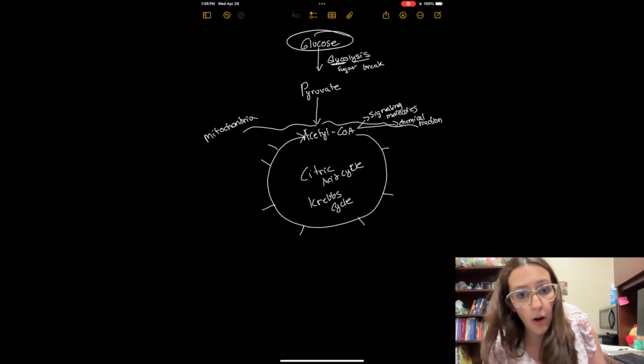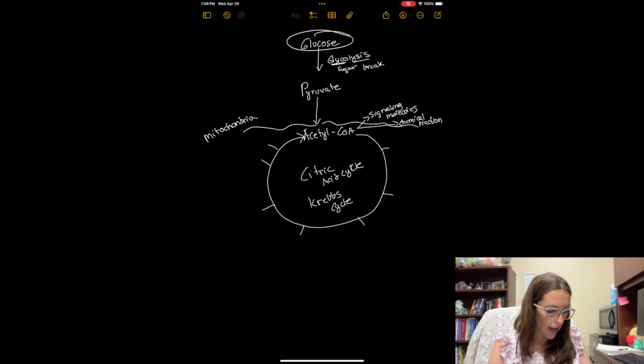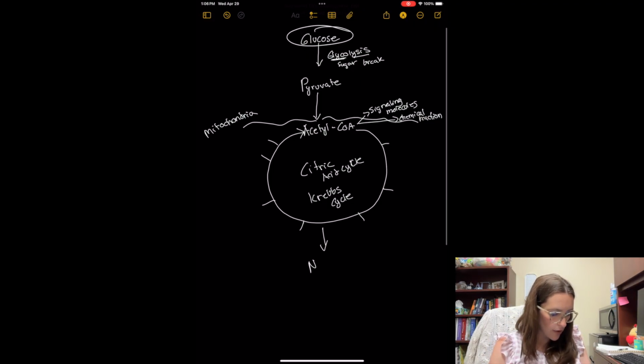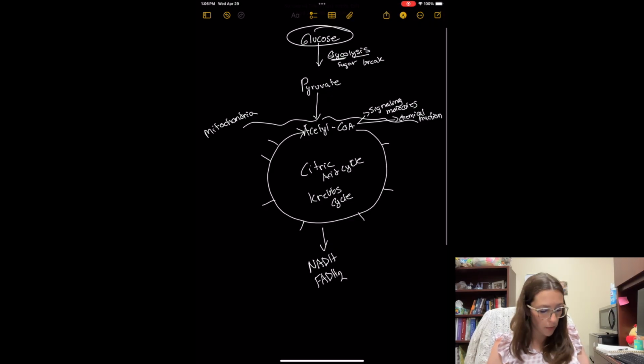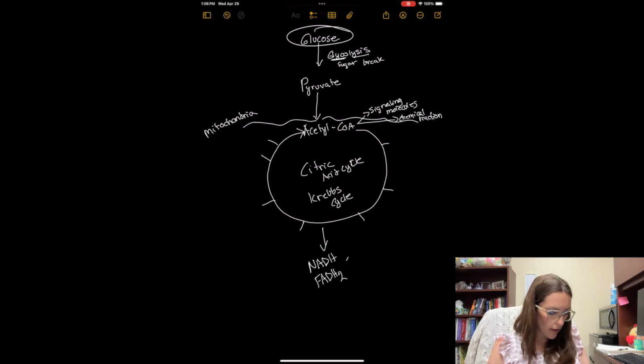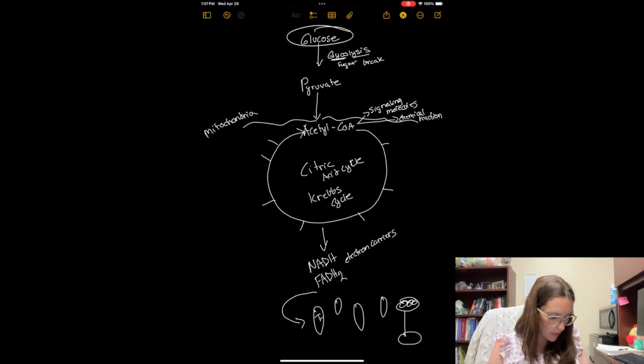But for our purposes, this Krebs cycle is going to allow us to produce a lot of NADH and FADH2. These molecules are essentially just electron carriers that allow us to go through the electron transport chain. Okay, we've got our little complexes. We've got 4 complexes, 1, 2, 3, and 4. And then we've got the ATP synthase.